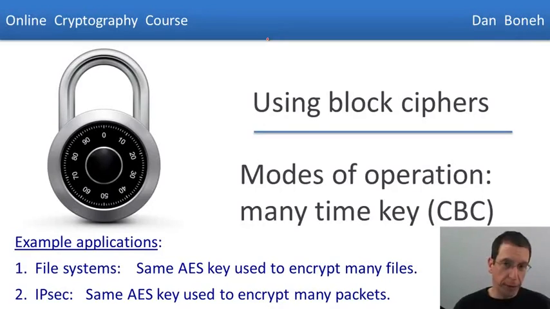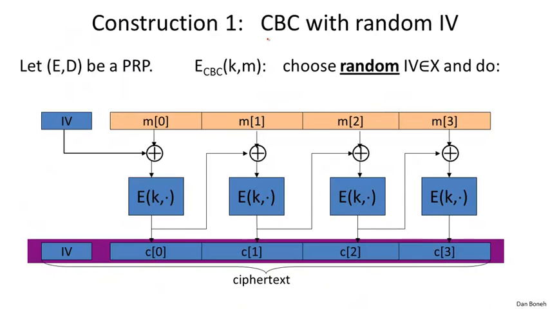Now that we understand chosen plaintext security, let's build encryption schemes that are chosen plaintext secure. The first such encryption scheme is going to be called cipher block chaining. So here's how cipher block chaining works. Cipher block chaining is a way of using a block cipher to get chosen plaintext security. In particular, we're going to look at a mode called cipher block chaining with a random IV. CBC stands for cipher block chaining.